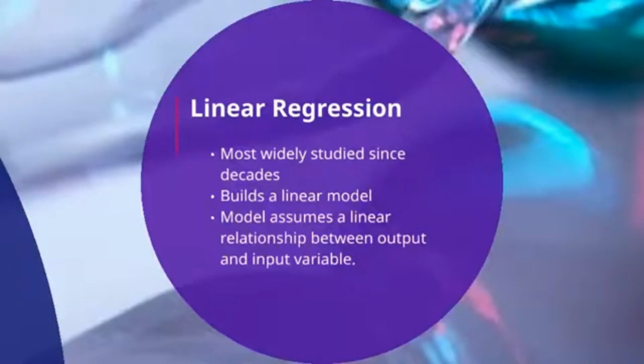What it does is the model assumes a linear relationship between the output and an input variable. That is why it is linear, because it is trying to fit the model or the data into a linear function. It also has many limitations, because it is trying to fit the data into a linear model or linear function, which might not necessarily be a good fit. So it might lead to a poor fit if it is not a linear model.